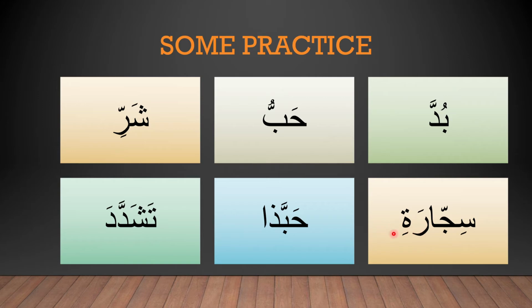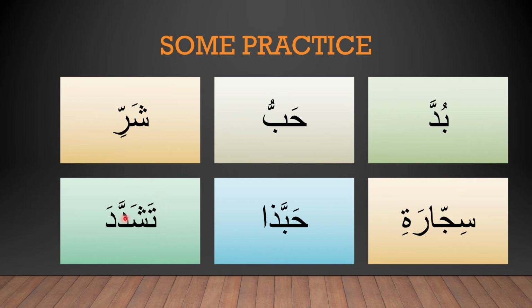Sijjarati. Now here, Ha, Ba, Fatha. So Hab, Ba, Fatha, Ba, Habba. Syllable type 3 and type 1, quite senior. Zal and Alif. So this is syllable type 2. Za, Habbaza.